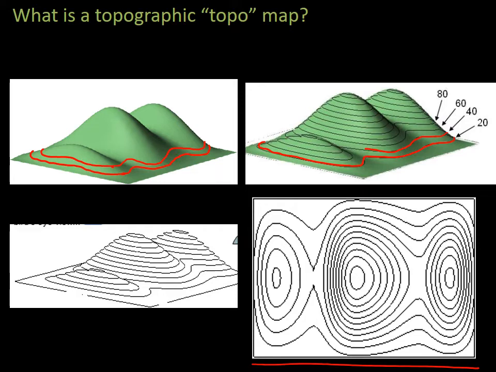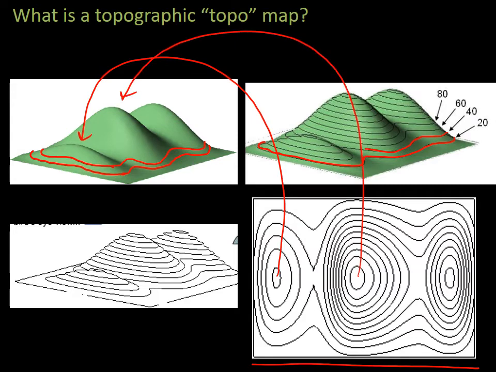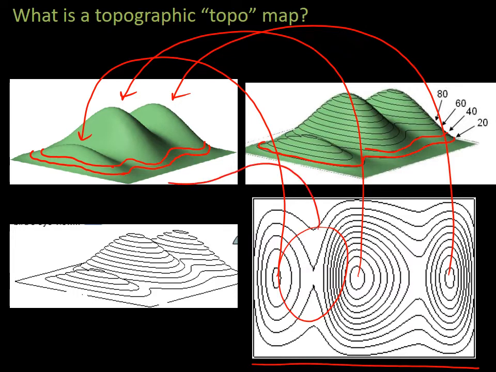We can fold it up, put it in our pocket, and go on a hike. This feature corresponds to this mountain. The center of this one corresponds to this one. The center of this one corresponds to this one, and for example, this area represents the valley, which is also shown here. Now these lines don't really exist out on the landscape, of course, so how do we go about making a topographic map?